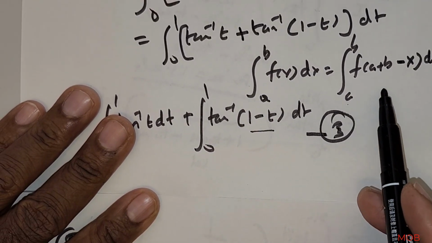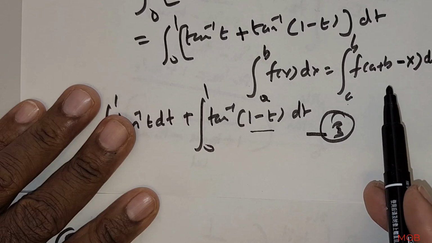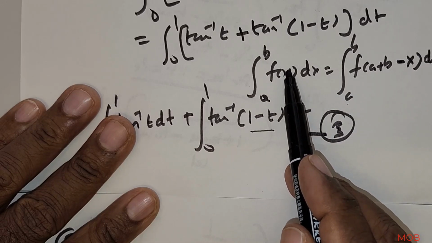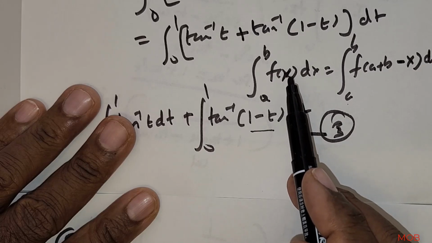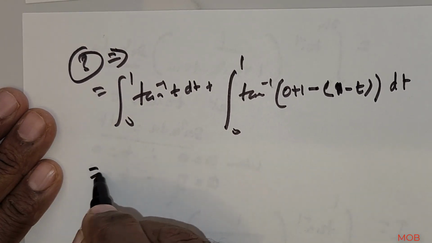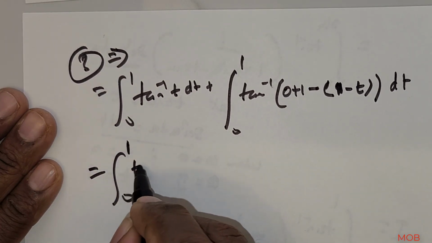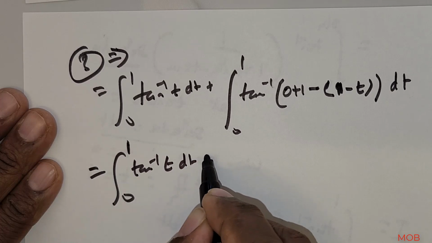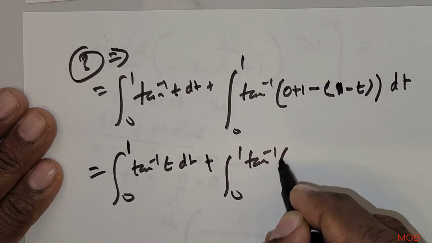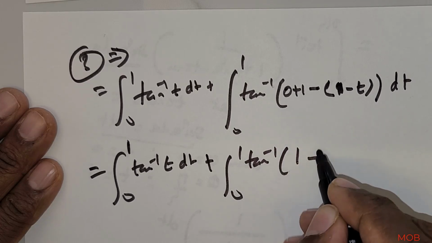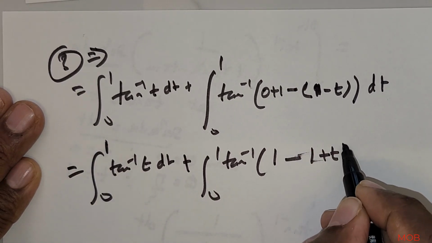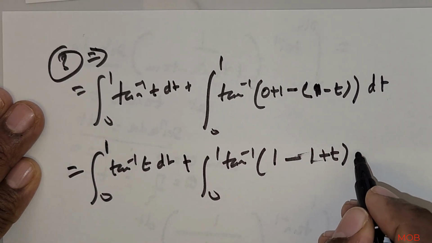Okay, so you can take a look at this property. The limits are added, followed by the difference of the parameter. So the difference of 1 negative t, that's exactly what is happening here. So this is equal to integral 0 to 1 tan inverse of t dt positive integral 0 to 1. So this we need to simplify. 0 positive 1 is 1, negative 1, negative into negative is positive t. So this is what we get, times the dt.